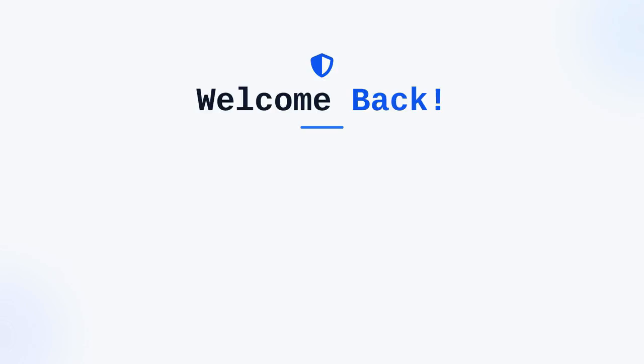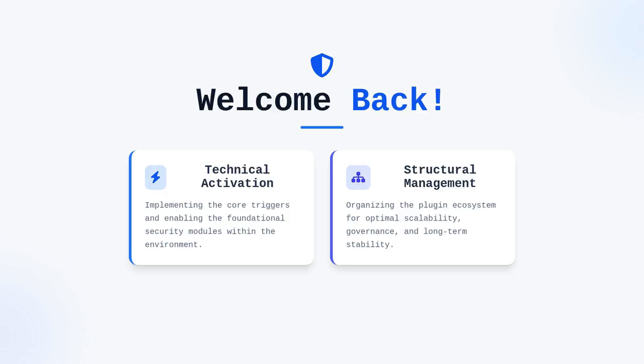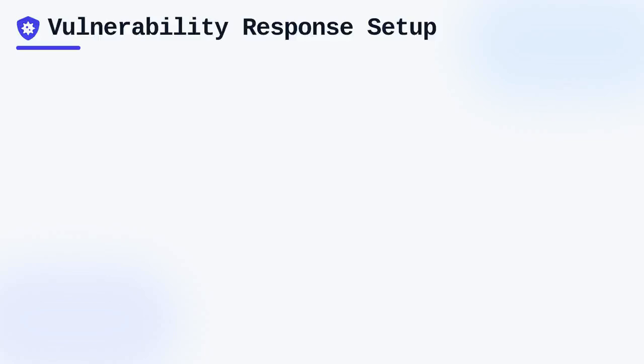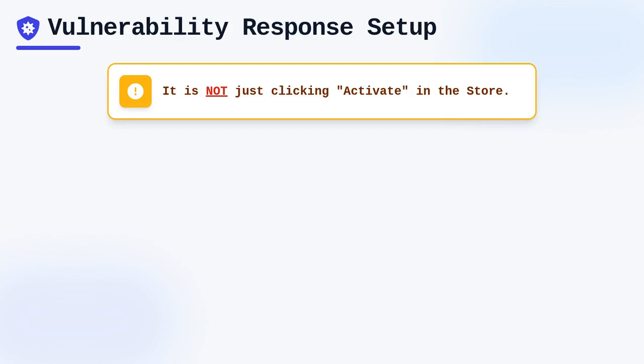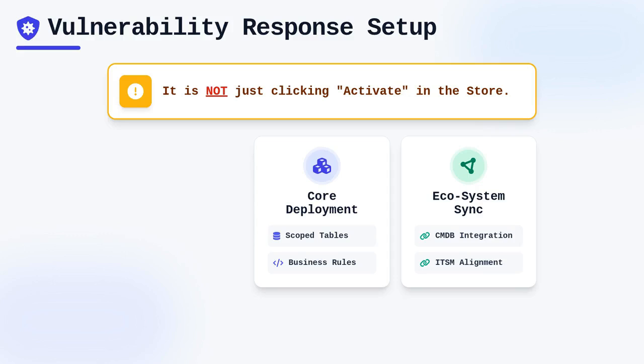Welcome back. Let us discuss how to correctly approach the technical activation and structural management of the security plugin ecosystem within ServiceNow. Installing vulnerability response plugins is not merely a matter of clicking an Activate button within the ServiceNow Store interface. It requires an understanding of how scoped applications interact with the platform's underlying schema and existing global baseline configurations. When you deploy the core vulnerability response application, you are introducing a complex set of tables, business rules, and script includes that must coexist with your existing CMDB and ITSM environment.